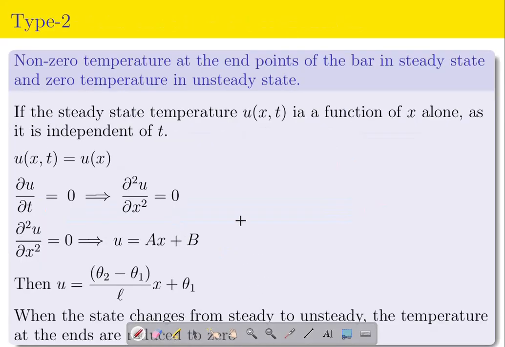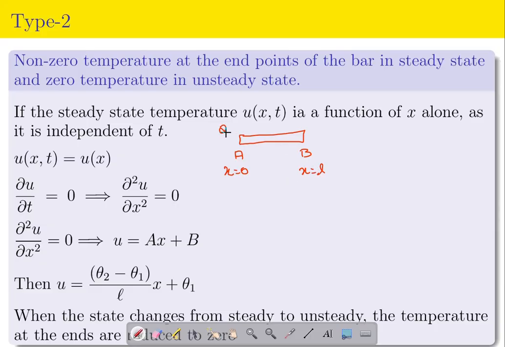So now type 2. We already discussed type 1. Type 1 is, let us consider a bar. One end of the bar is capital A, and the other end of the bar is capital B. The point A is x equal to 0, and here x is L. Let us consider the length of the bar to be L.